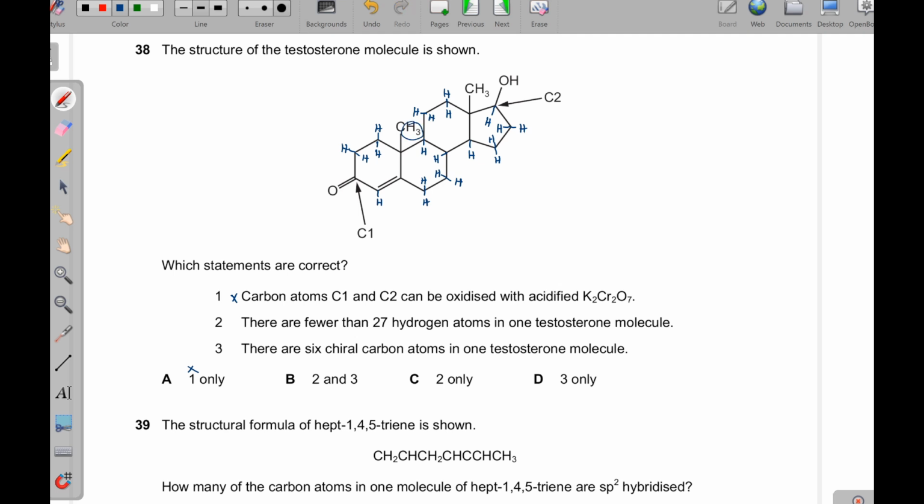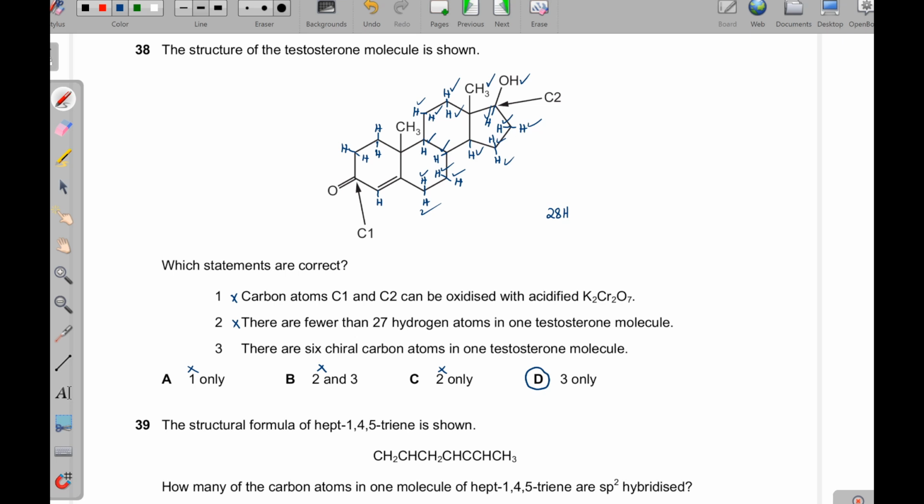Now let's count the hydrogens. These are 4, then this will be 7, okay, then 8, then 9, 10, 11, 12, 13, 14, 15, 16, 17, 18, 19, 20, 21. Then this will be 24, 25, 26, 27, 28. There are 28 hydrogens, and they said there are fewer than 27, and yet there are more than 27. We have 28. So that means this one is off. So wherever there is a 2, I will also cancel. That means our answer is D with only 3.